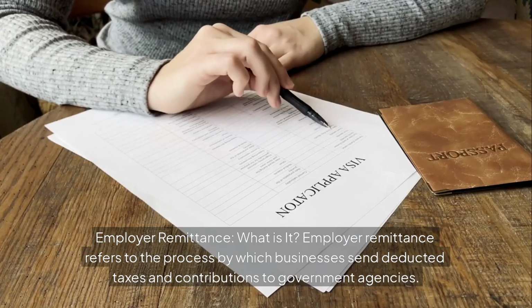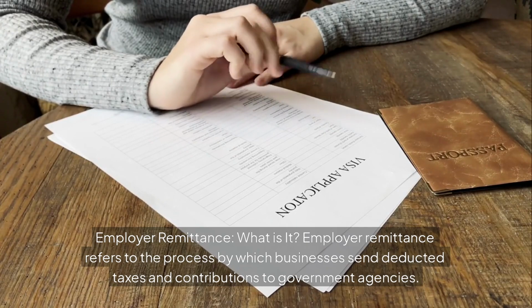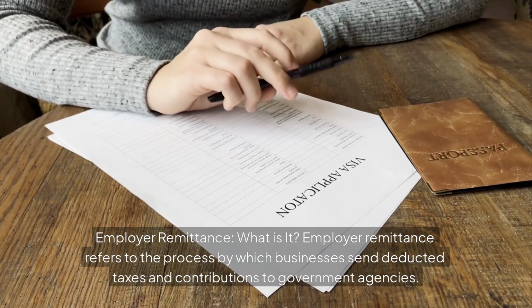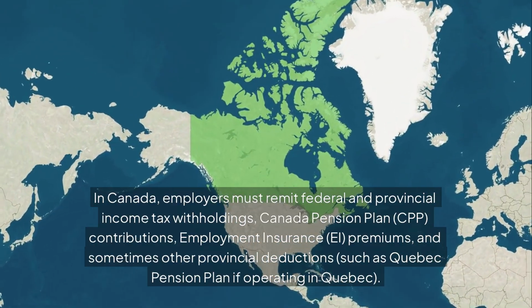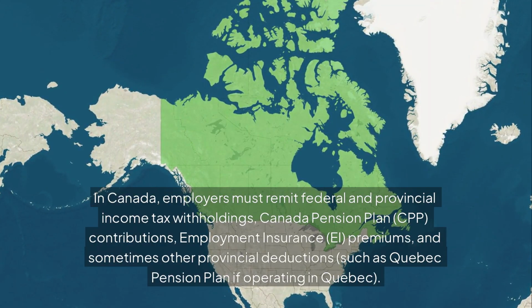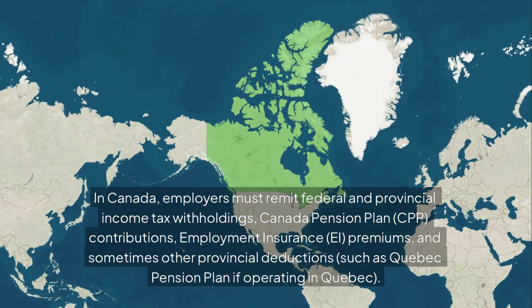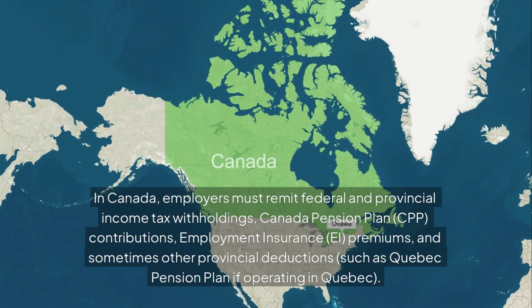Employer remittance. What is it? Employer remittance refers to the process by which businesses send deducted taxes and contributions to government agencies. In Canada, employers must remit federal and provincial income tax withholdings, Canada Pension Plan, CPP, contributions, employment insurance premiums, and sometimes other provincial deductions, such as Quebec Pension Plan if operating in Quebec.